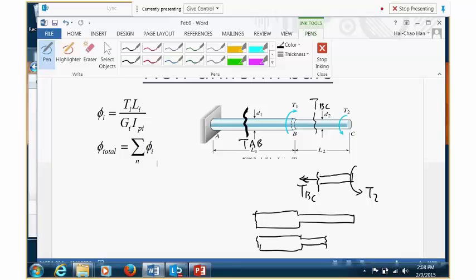If I draw this whole thing on the right, then I'm going to have T2 here, T1 is here, and then I'm going to have the TAB here. That's what I'm looking for. If I draw the bottom one, then on this side I'm going to have TBC, and here, the same, TAB.